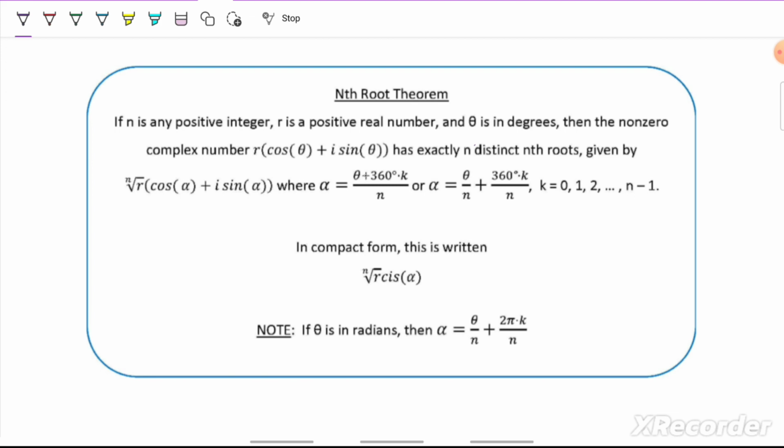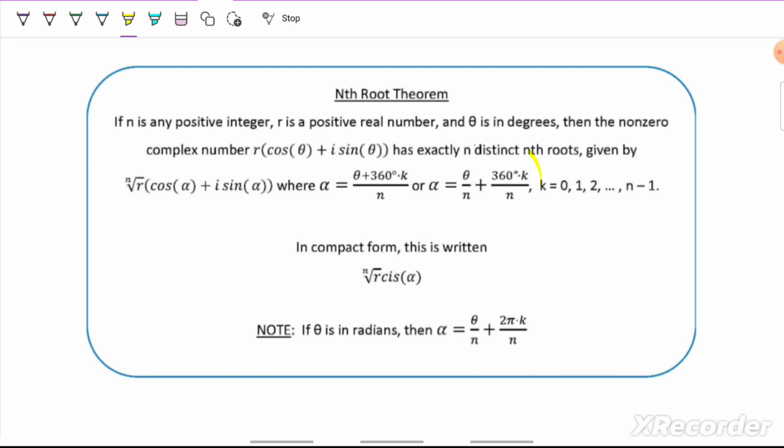It's going to be equal to theta plus 360 times k divided by n, or we could write that, splitting it up into two separate fractions, theta over n plus 360 times k over n. This is how I prefer to look at it, where k is equal to 0, 1, 2, 3, and so on, depending on what root we're taking. If we're going to work with theta in radians, then we're going to replace our 360 degrees with 2 pi.